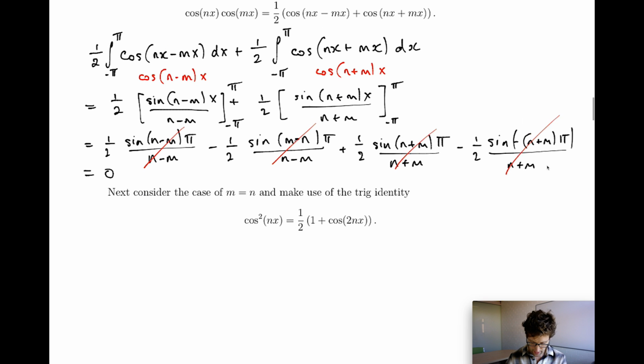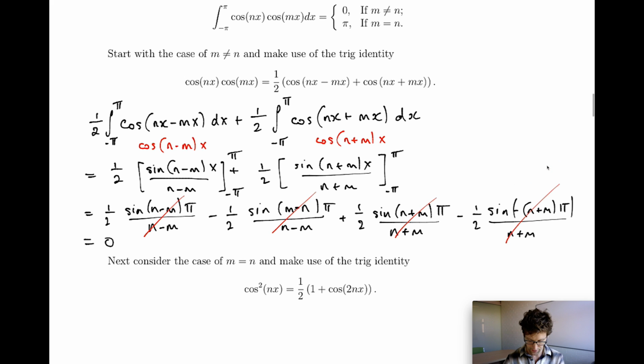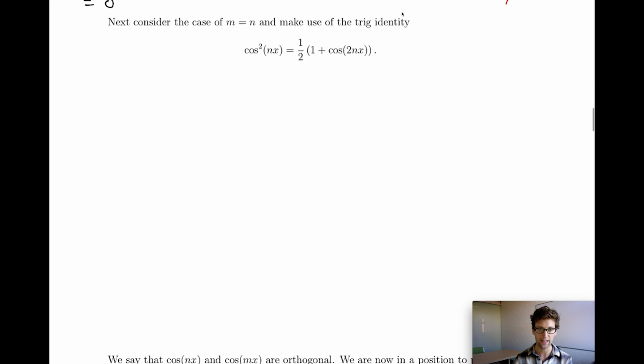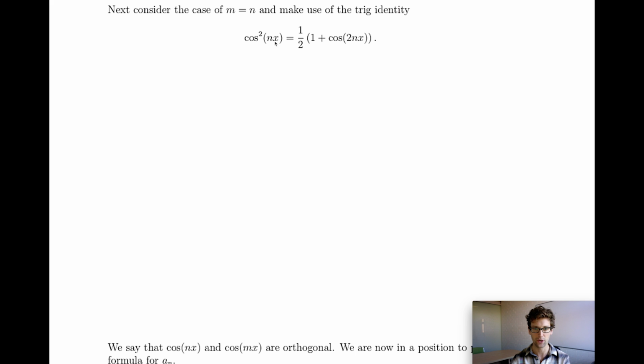So we see now that when n and m are different from one another, then the integral here is going to be equal to 0. So I've proved the first of these two cases. Now let's consider the case of m equal to n. And we can again make use of another trig identity, but this time it's cosine squared nx, that is cosine nx times cosine nx, is equal to a half of 1 plus cosine 2nx.